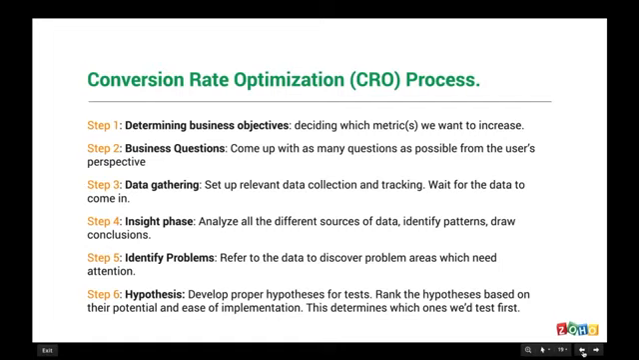Every CRO process, every program starts with objectives. So what is it that we're trying to achieve? Are we trying to get more phone calls? Are we trying to get more people to fill in the lead forms? You name it. It can be anything. And as a business, you can have multiple objectives.